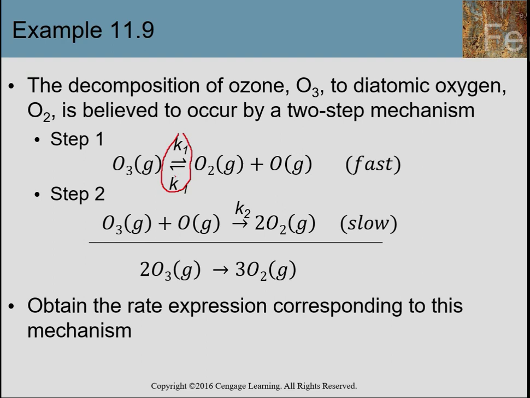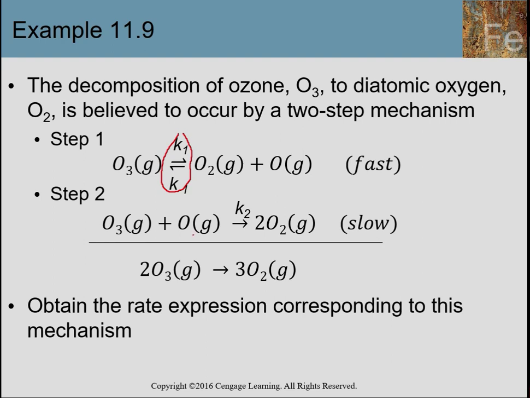What this double-headed arrow means, and actually it's a lead-in to our next chapter, is that it's a system in equilibrium, and what it means when it's at equilibrium is that the forward reaction is going at the same time as the reverse reaction. The forward reaction is going at the same speed as the reverse reaction.